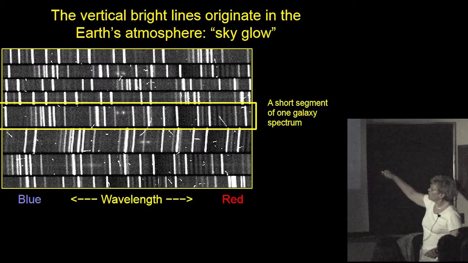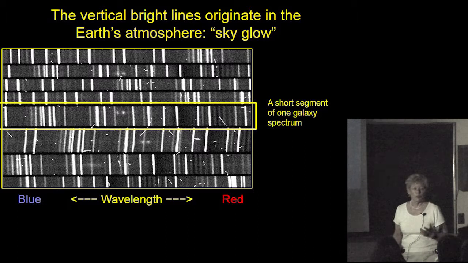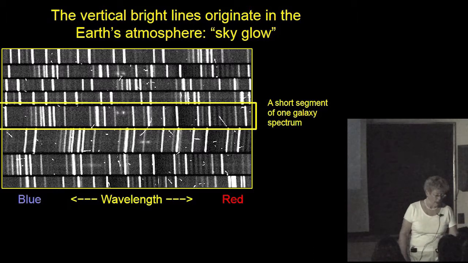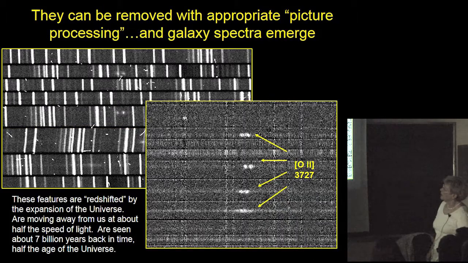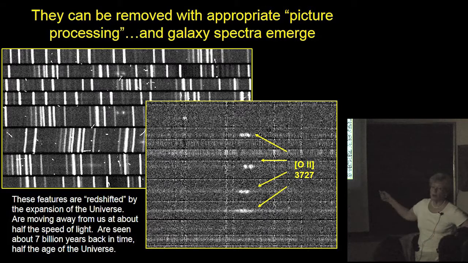False. All of this forest of vertical lines is produced by the Earth's atmosphere. It's a foreground glow called air glow, and it's just disturbing, and we have to get rid of it. Okay, so we have image processing techniques that do that for us. We can subtract off all the vertical lines, and voila, when we do that, then we see some real features that are due to galaxies. So what I'm showing you here is a clump of four galaxies. We're looking here about 7 or 8 billion years back in time.